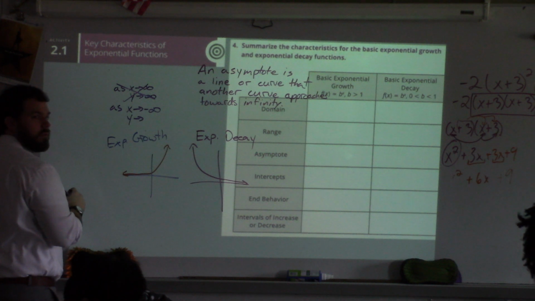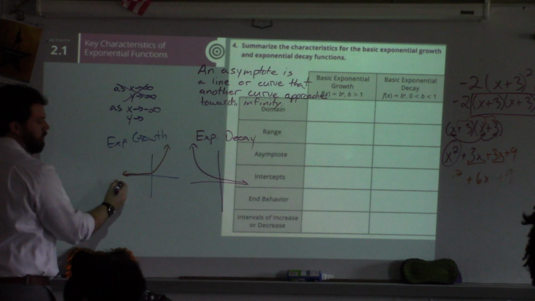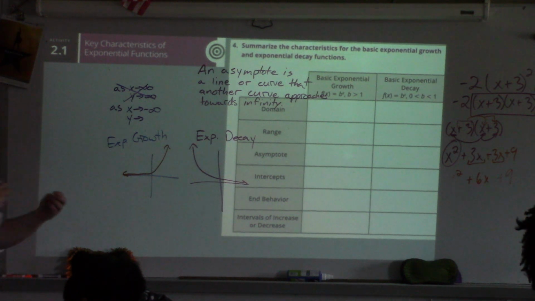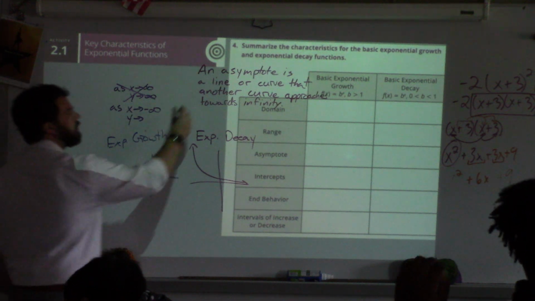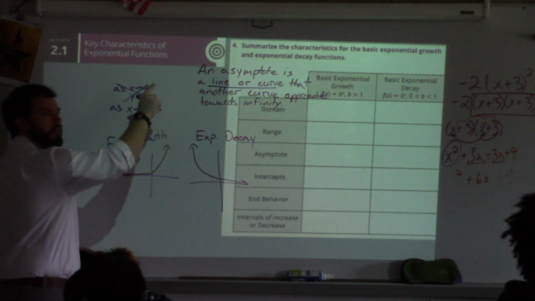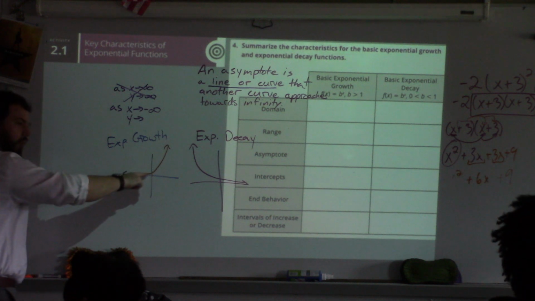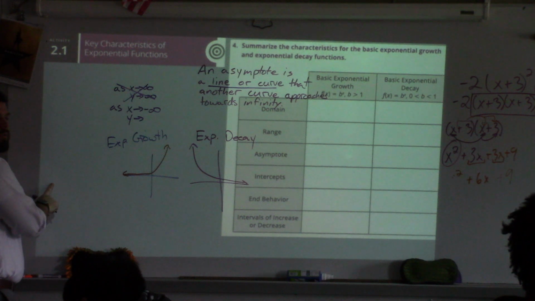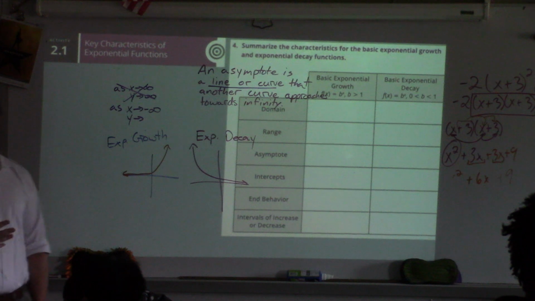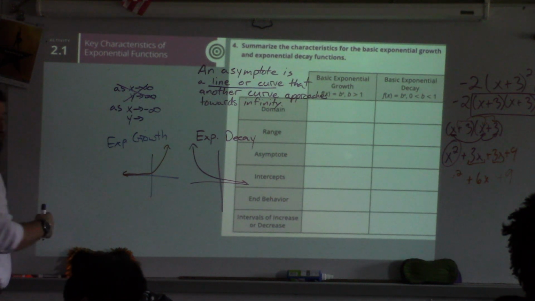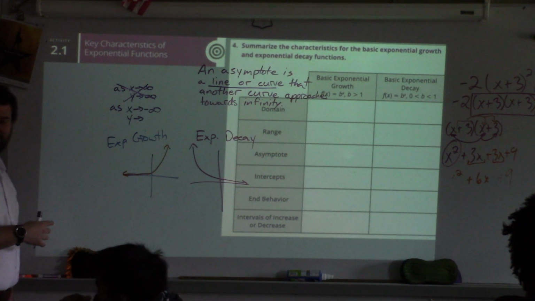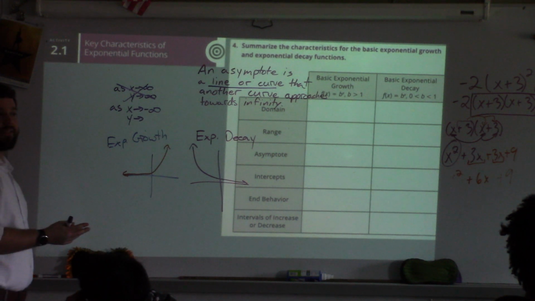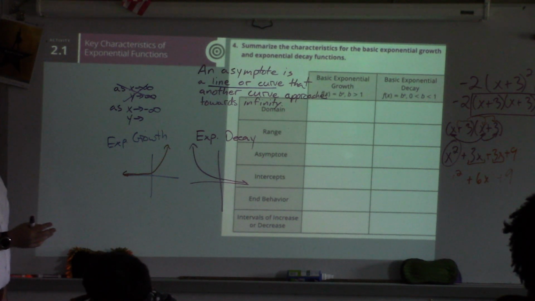Why does it just go straight though? It doesn't just go straight. But when you say straight, what are you thinking about? A line. Wait, what is an asymptote? A line or a curve that another curve approaches towards infinity. Is this approaching a line? Yes. Which line? The x-axis, right? Yeah. But there is an actual equation for that asymptote. Do y'all not know the equation for the x-axis?